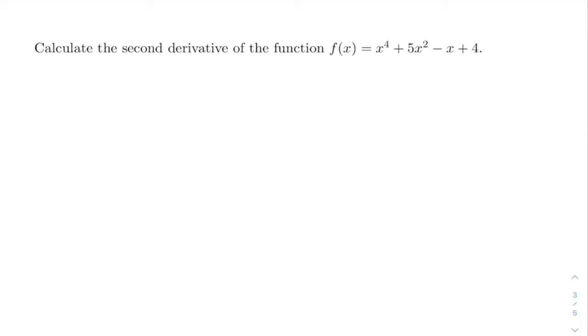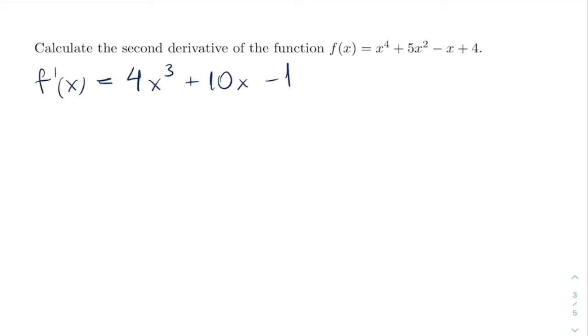Let's try an example. So here we have f of x is equal to x to the fourth plus 5x squared minus x plus 4. So let's try to find the second derivative. So remember, the second derivative is simply the derivative of the derivative. So we need to start by computing the derivative. So f prime of x will be equal to 4x cubed plus 10x minus 1.